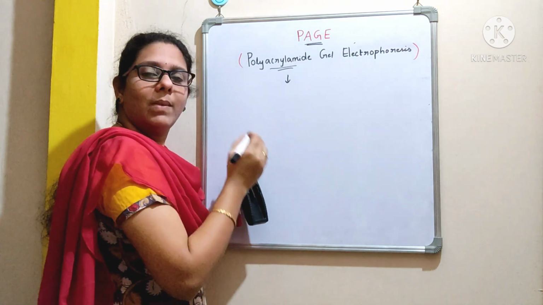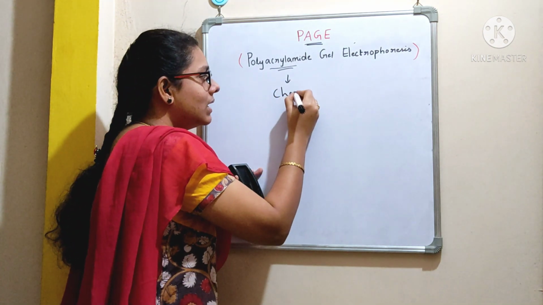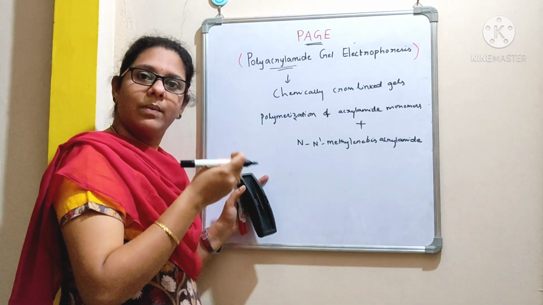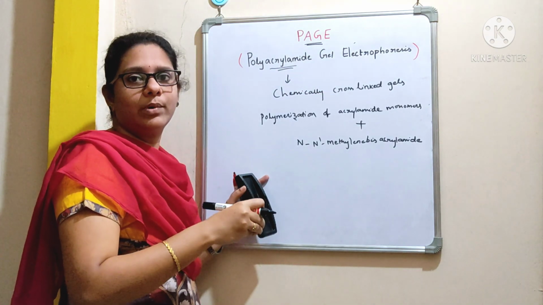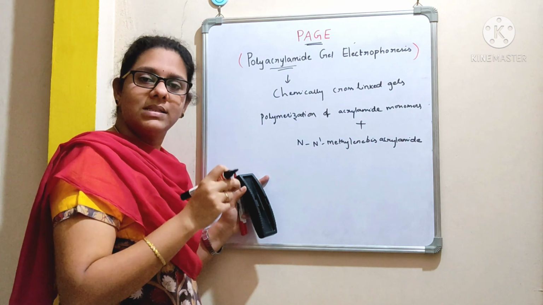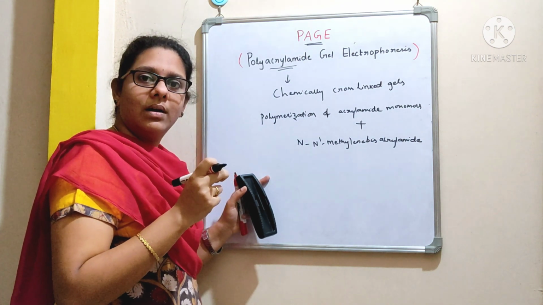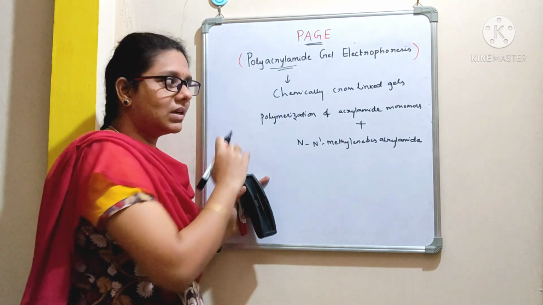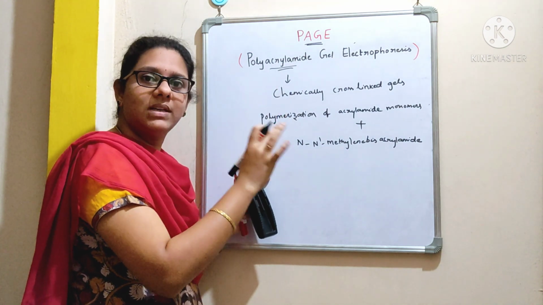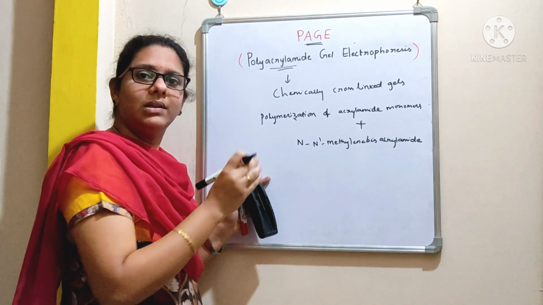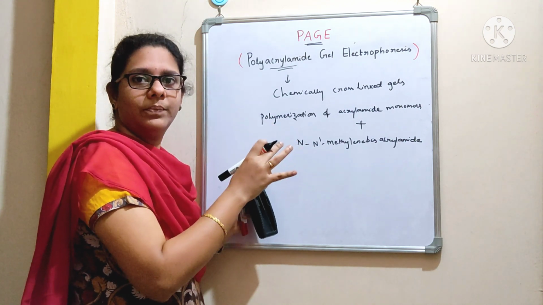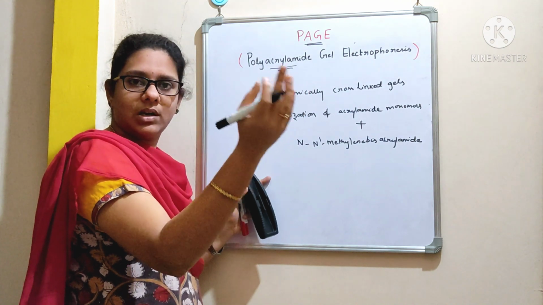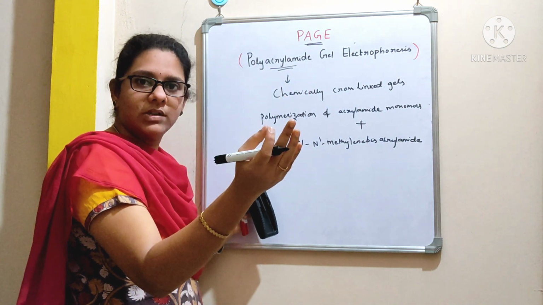These polyacrylamide gels are chemically cross-linked gels. See, these gels will have pores, and through those pores the proteins will migrate. That is the reason the smaller proteins will move faster compared to the larger proteins. That is, these gels will have a sieving effect. Through those pores only the molecules will move from one end to the other end, that is from the negative charge to the positive charge.